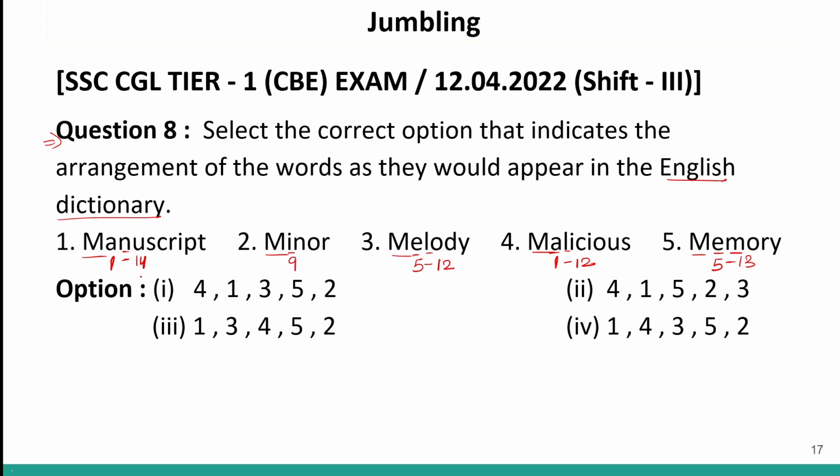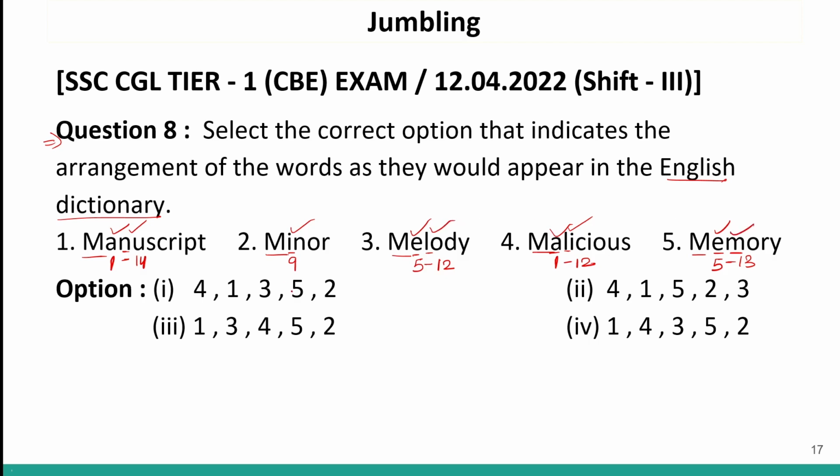So first we looked at the first letter M, which was common. Then we looked at the next letters over here, A, I, E, A, and E. Then we looked at the next letter after A in manuscript, which was N, which was 14, and over here we had L, which was 12. Similarly, we looked at the letter after E in melody and memory, which was L, 12, and M, 13.